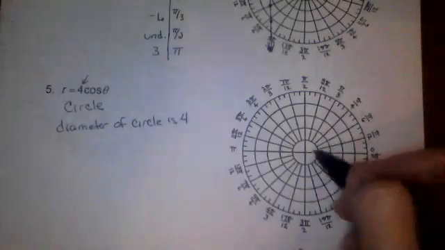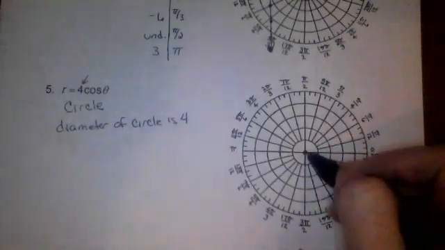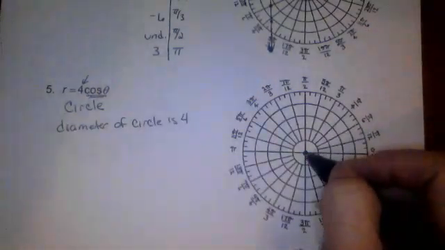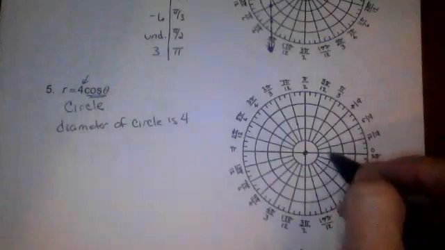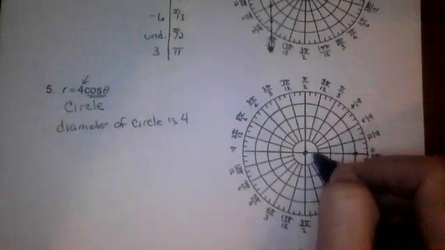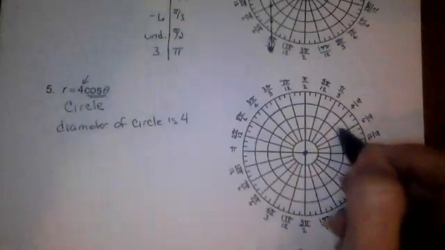So here's what I'm talking about. We're going to start our circle on the pole, and since this is cosine, which is an x value, we're going to go out in the positive x direction, 1, 2, 3, 4. So this is going to be the diameter of my circle, so my circle is going like this.